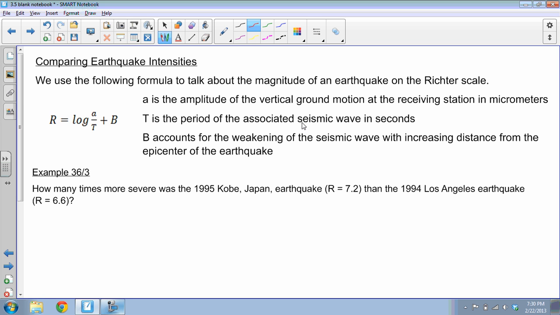T is the period of the associated seismic wave in seconds. B accounts for the weakening of the seismic wave with increasing distance from the epicenter of the earthquake. None of that is really going to make much of a difference at all in these problems.